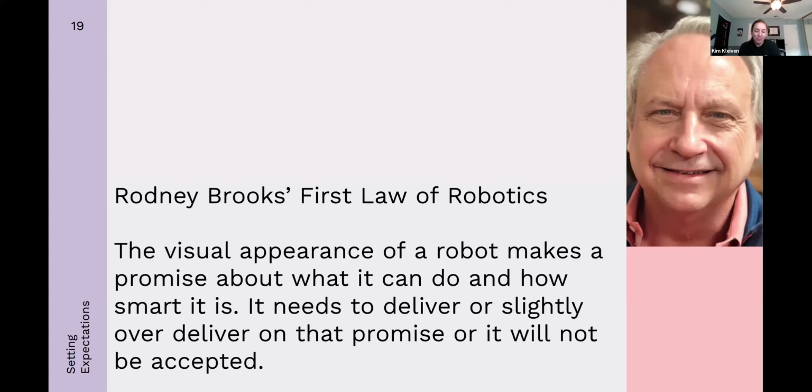His first one is that the visual appearance of a robot makes a promise about what it can do and how smart it is. It needs to deliver or slightly over-deliver on that promise, or it will not be accepted. So basically what Rod is saying here is that people are going to look at the form factor of your robot and make assumptions about what it can and can't do. And if the robot is not actually as smart as people think it should be, they'll be really disappointed and frustrated and not have a good experience with your robot.